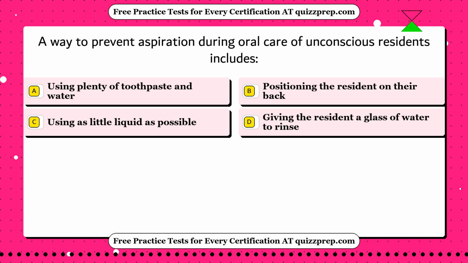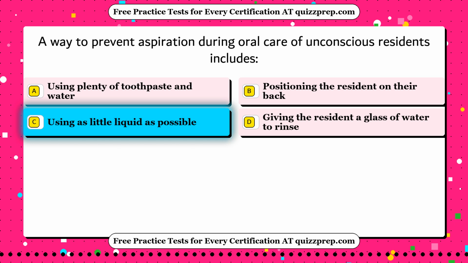Question 73. A way to prevent aspiration during oral care of unconscious residents includes: option A, using plenty of toothpaste and water. Option B, positioning the resident on their back. Option C, using as little liquid as possible. Option D, giving the resident a glass of water to rinse.